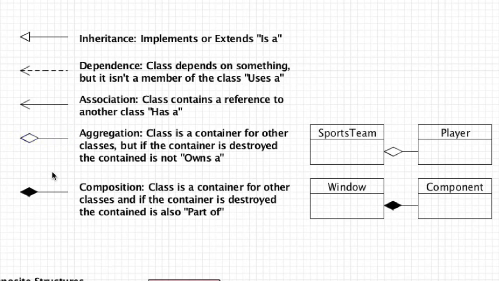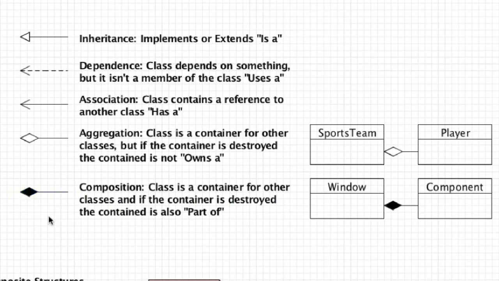Aggregations are situations where a class is a container for other classes, but if the container itself is destroyed, the contained object is not. A situation where we would have that is the sports team. Even though the sports team may be destroyed, that does not mean the player himself or herself would be destroyed. That would be a situation where you would have an aggregation, and that's when you would use this relationship arrow. And then finally, we have compositions and this relationship arrow.